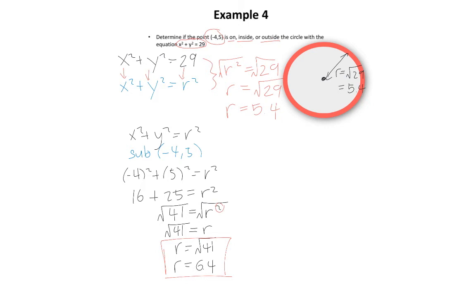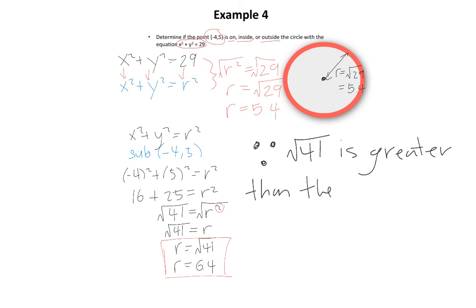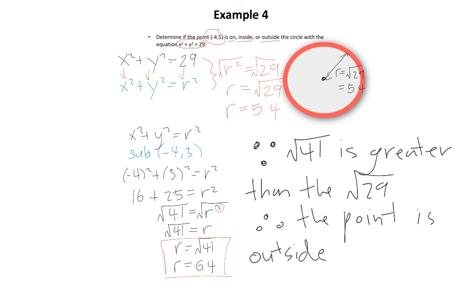So I'm going to make a concluding statement. Since the square root of 41 is greater than the square root of 29, therefore, the point is outside the circle.